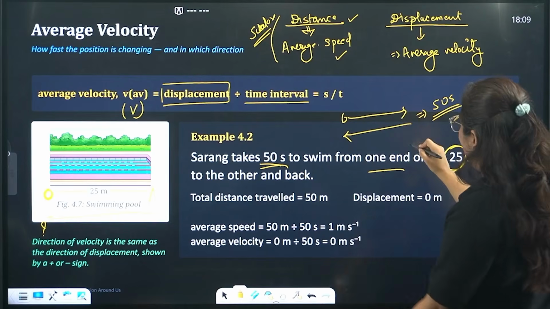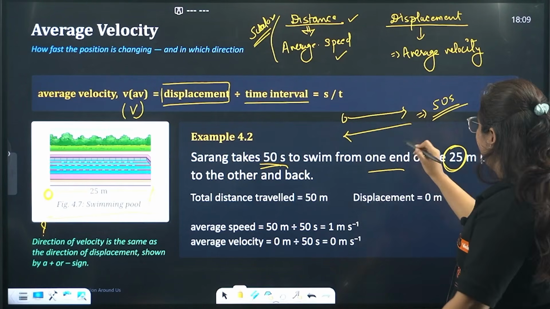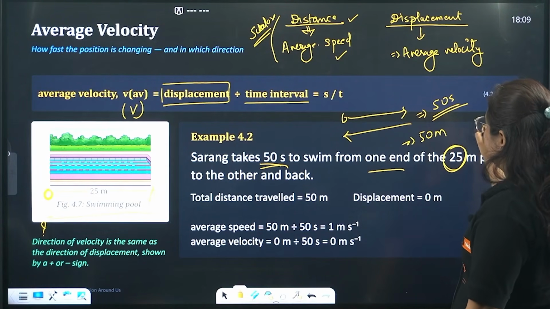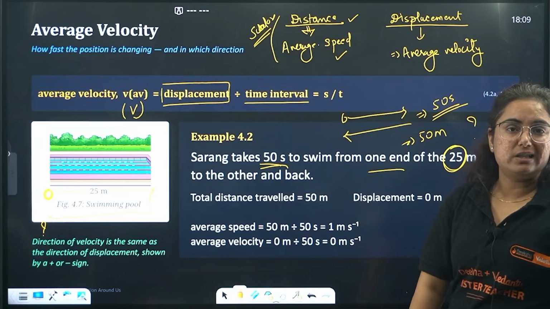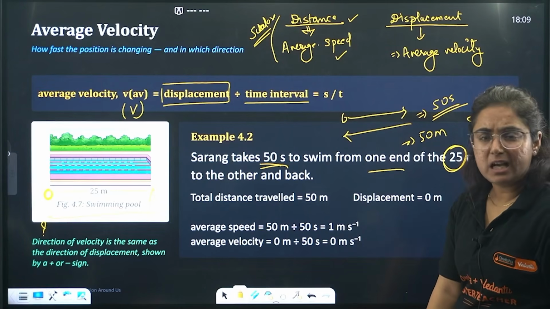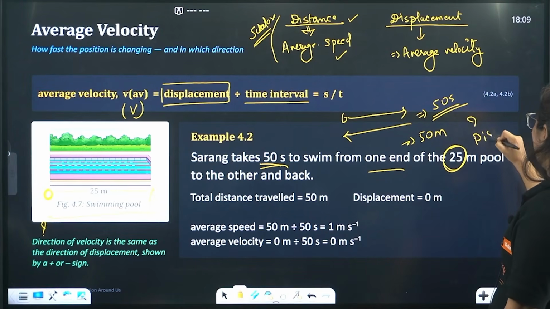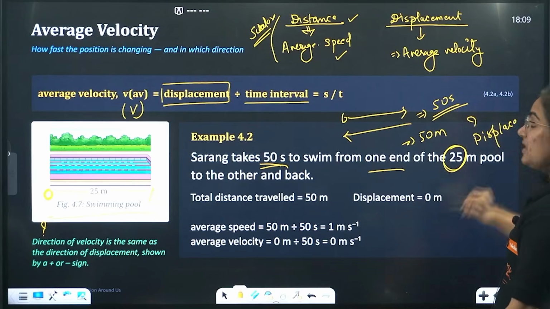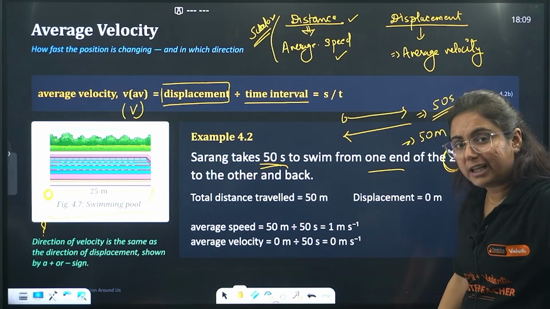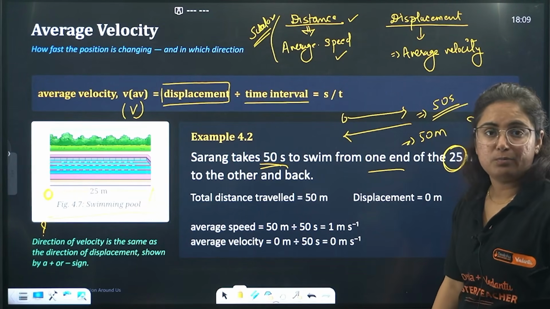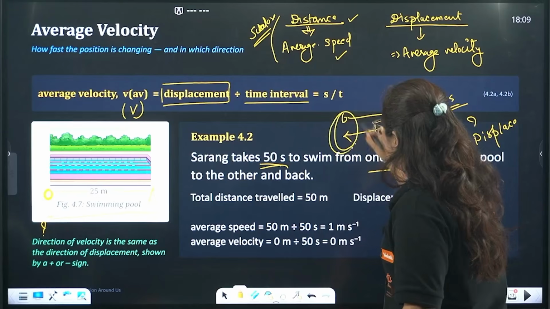Now when I talk about the distance covered, this is obviously 50 meters, but a question to all my students right now. How much is the displacement, right? What is the difference between his initial position and the final position? 0. Because he reached the same point.